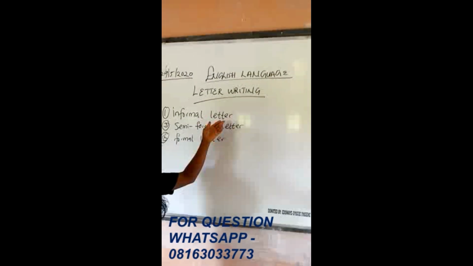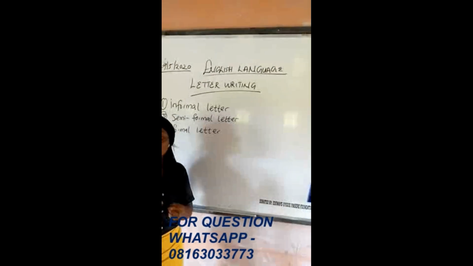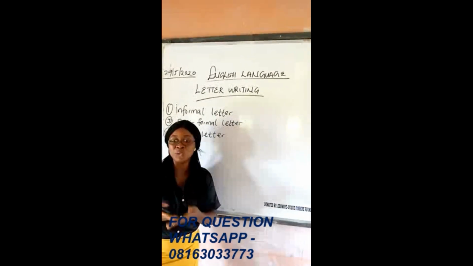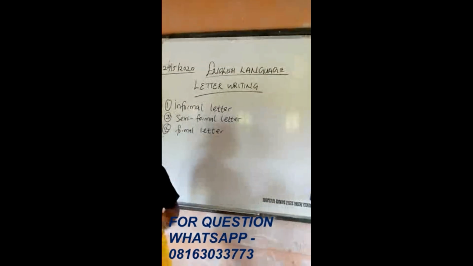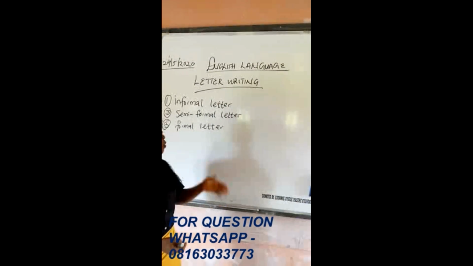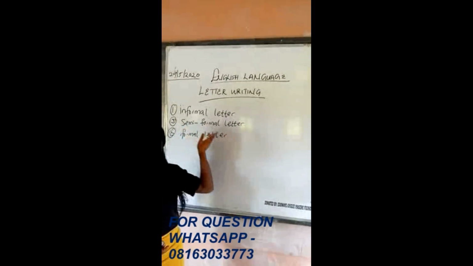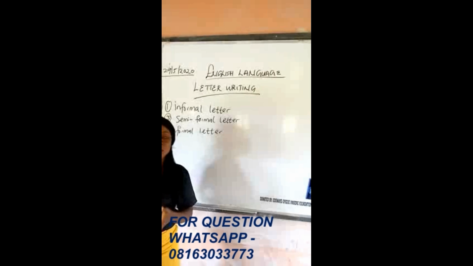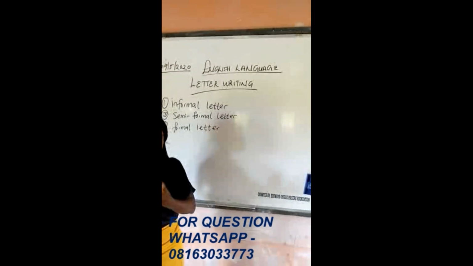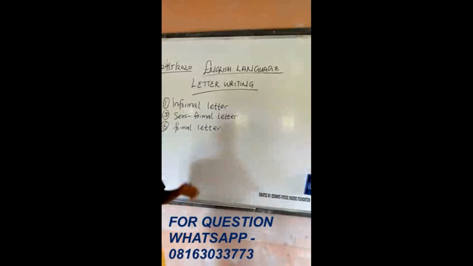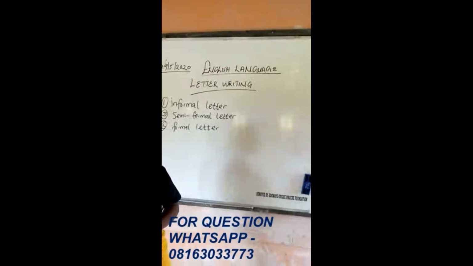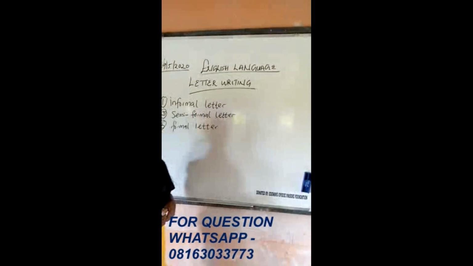The informal letter is a type of letter written to a close friend, either a brother or a sister or a relative, an uncle, a close person, in a particular peer group. While the semi-formal letter is a type of letter written to someone that is close, not too close, or you are not too familiar with the person. While the formal letter is a letter written to an authority or an organization.